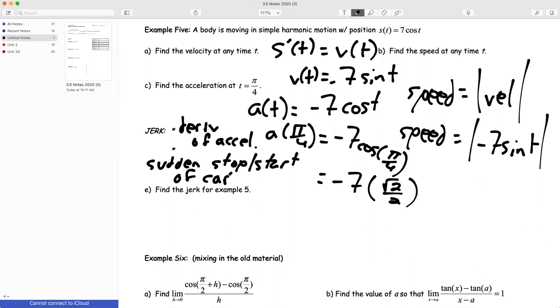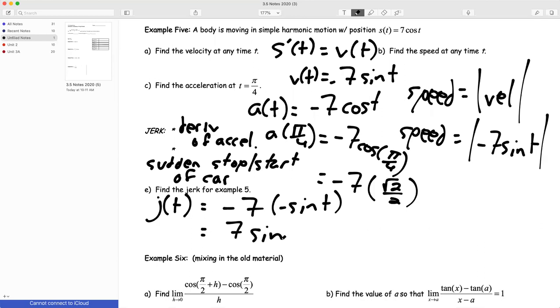Okay, so part E says find the jerk, for example 5. All right, so I want J of t, and J of t is going to be the derivative of the acceleration. And acceleration, it's right here. I've got -7 cosine of t, so I'm going to bring down the -7. The derivative of cosine of t is -sine of t. So that's going to give me +7 sine of t for the jerk.